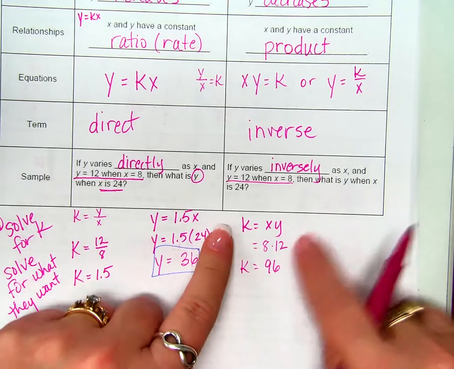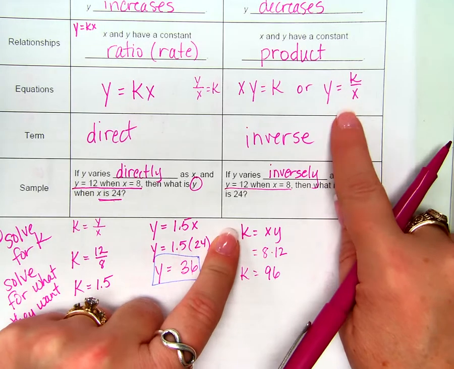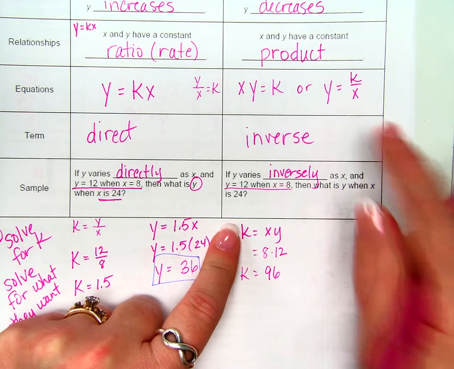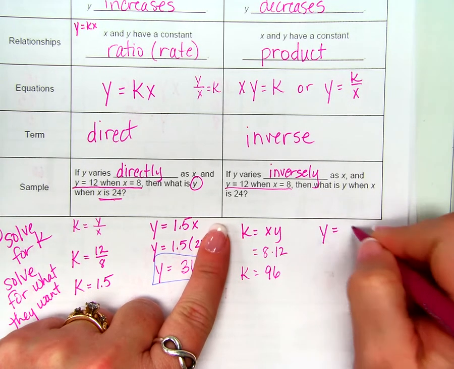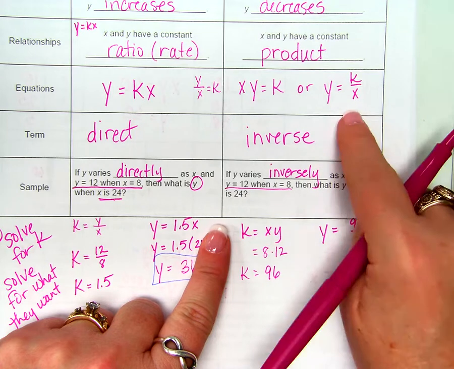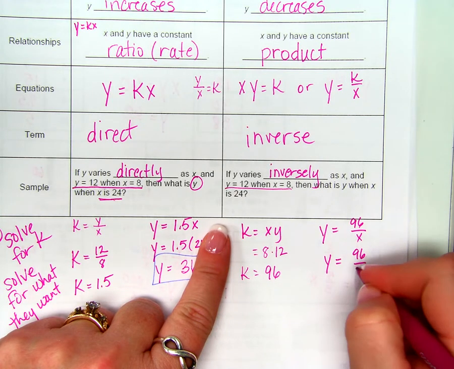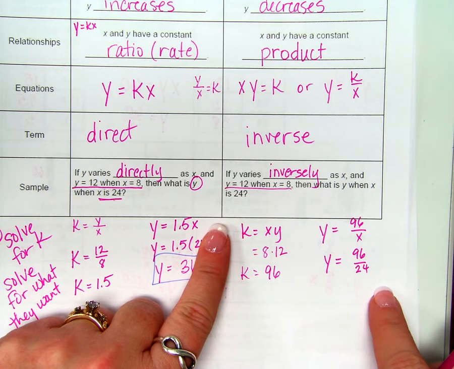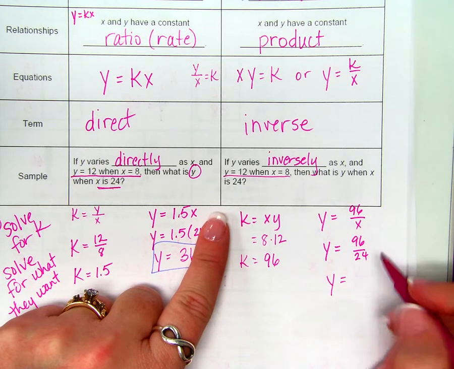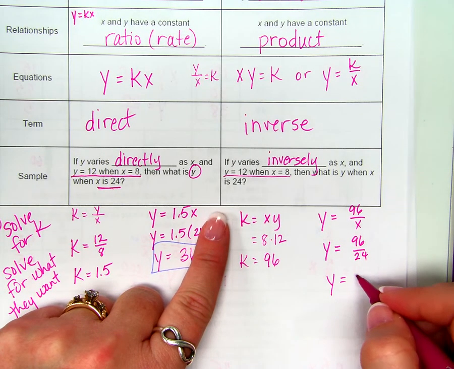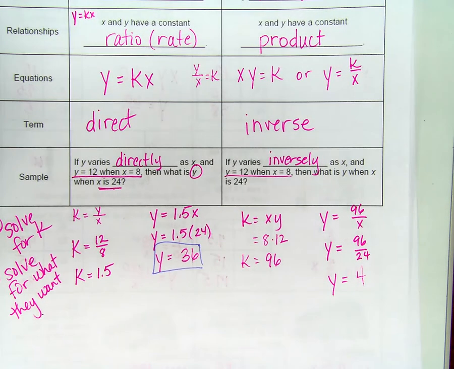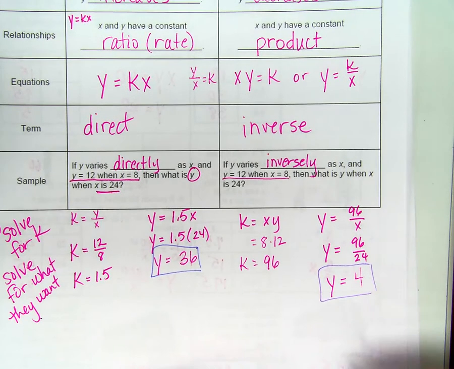Now that I know k, what do I do next? Solve for what they want. And they want y, so would it make sense to use this other equation? This other form of the same equation. So 96 over what? So 96 over 24, right? Because that's what they tell us. What is 96 over 24? 4. Done.